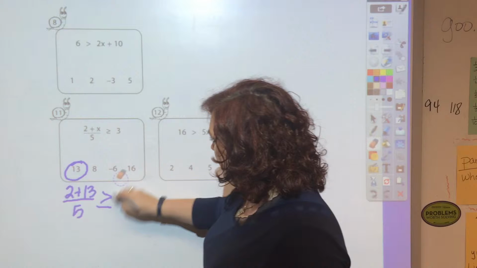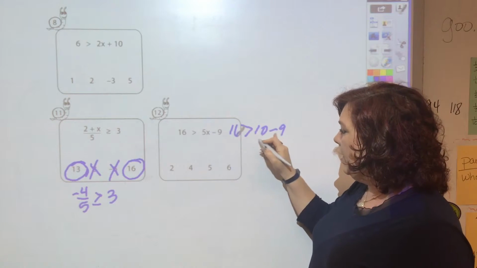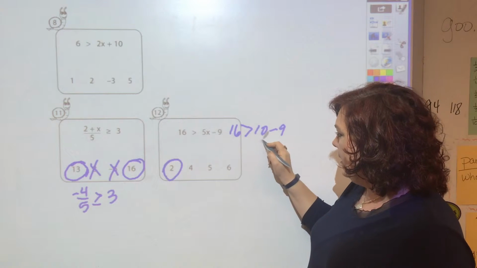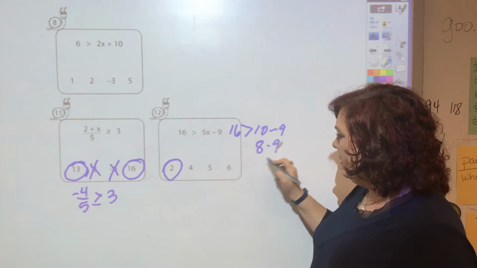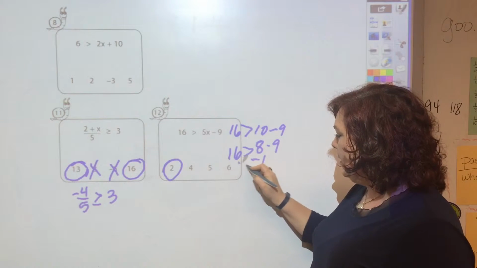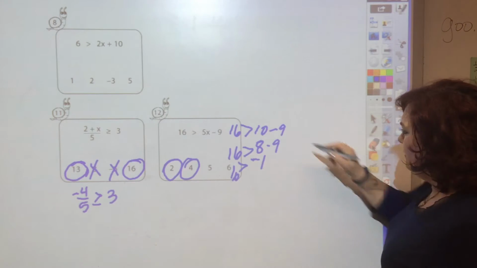What about this one? 5 times 2 is 10. 10 minus 9 is less than 16. So 1 is less than 16, so that's true. And then 8 minus 9 is less than 16. That's negative 1 is less than 16. That's true.